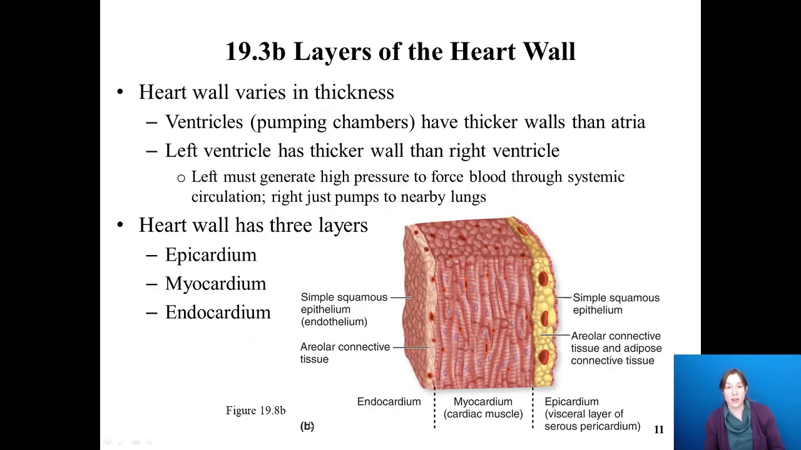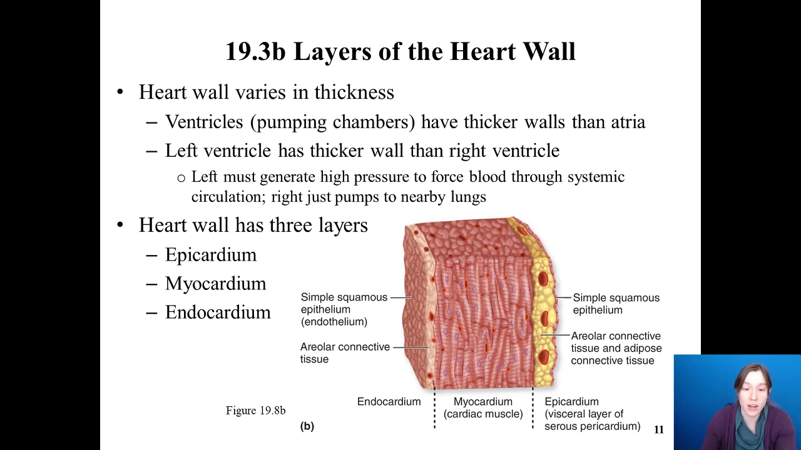So now we'll talk about the layers of the heart wall, and this will also be important. Make sure that you can look at this diagram and know what that is for the quiz. So the heart wall is going to vary in thickness. Your book has a really good picture that I don't have in this lecture, but it compares the thickness of the right and the left heart wall. Which do you think is thicker? If you remember, since the left side of the heart is going to be pumping blood to the whole body, it's going to be thicker. So the left ventricle has a thicker wall than the right ventricle. And in general, the ventricles, or the pumping chambers, have thicker walls than the atria.